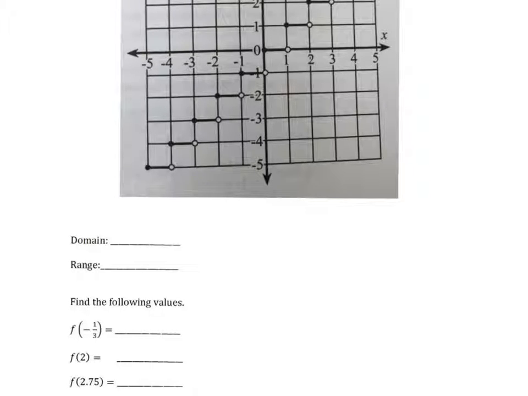As you can see, we've got the steps going on right here, and they continue on infinitely. So the domain is positive and negative infinity, and the range is the same as well. We want to find the following values. What is the value of y when the function has an x value of negative 1/3? So I'm going to go over to negative 1/3, which is approximately in this area. I'm going to look up. I don't see any value, but I look down. I see the value is negative 1.